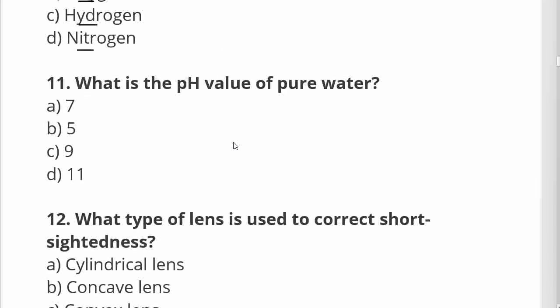Now, next question. What is the pH value of pure water? Options are A. 7, B. 5, C. 9, D. 11. The right answer is option A.